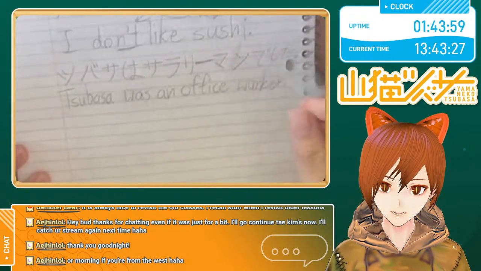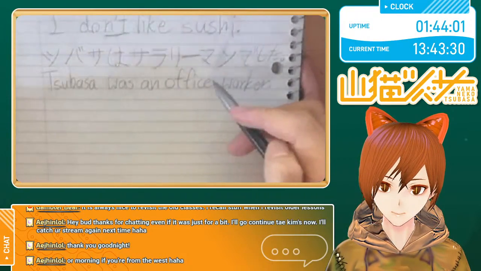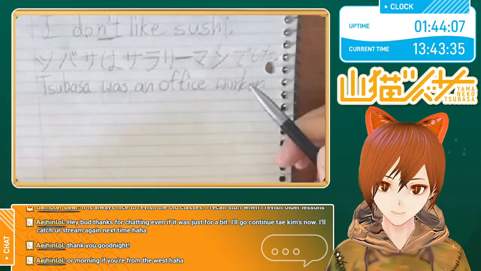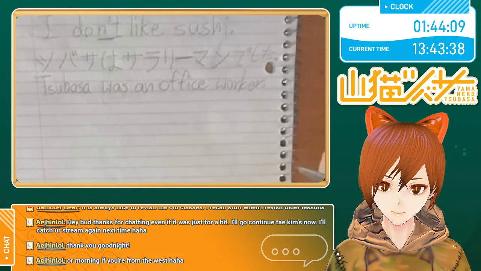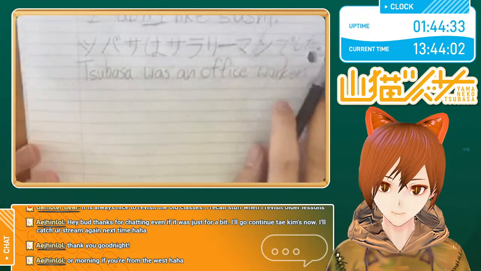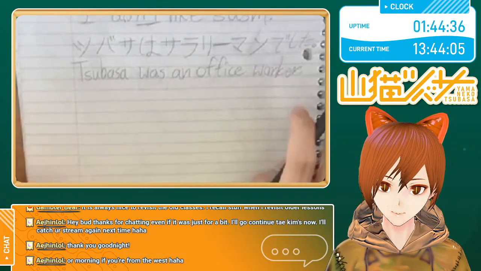Now you can say was a salary man, quite literally where the katakana was taken from here. Sarariman, salary man. The more I say it, the worse it gets. The more I keep saying that word, the worse I'm pronouncing it. I'm gonna stop before it goes any further.